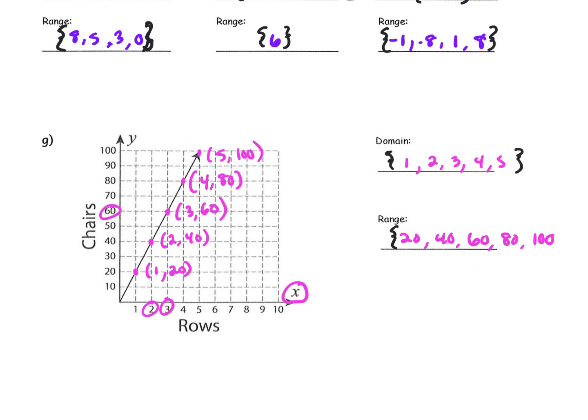We've also talked about a table, and then we've also talked about ordered pairs. There's one more way that relations can be represented. It's called mapping, and we'll talk about that in our second lesson.